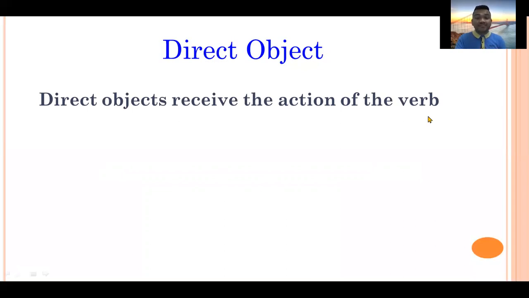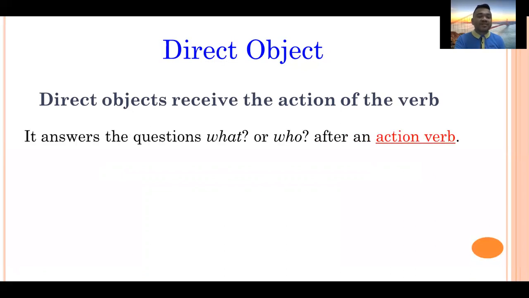Now, when we say verb, this is the action word. Like fly, like cry, like talk, these are action verbs. Also, the direct object answers the question what or who after an action verb. Again, direct object answers the question what or who. And always remember, the direct object is located after the action verb. Again, the direct object is located after the action verb.